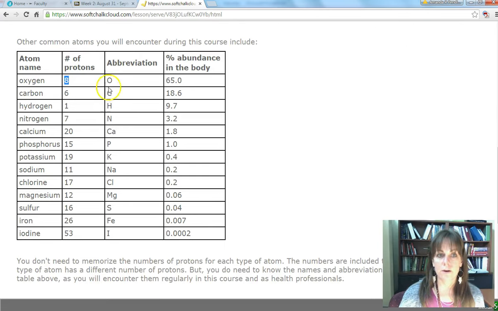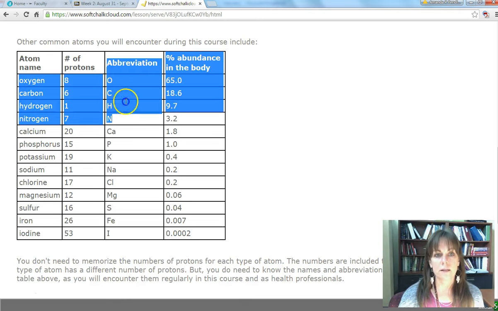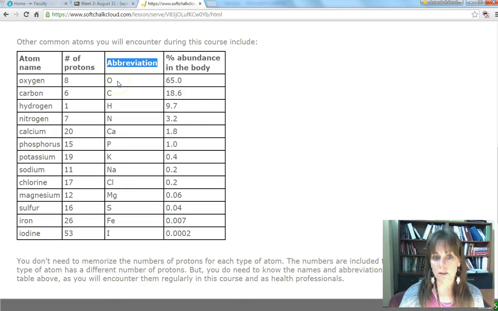Okay, one thing you'll notice here in this chart, and you have a place to fill it out in your notes so that you get some practice with this, but this right here, the abbreviation column, you should know all of these abbreviations. These are common atoms that you will encounter for the rest of your career as either a scientist or a health professional. And so know these. Some of them are pretty intuitive. Oxygen, the abbreviation for it is just uppercase O. All right, so some of these are pretty intuitive.